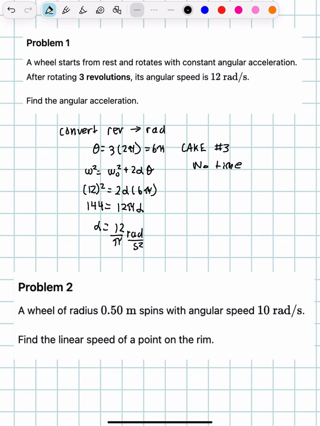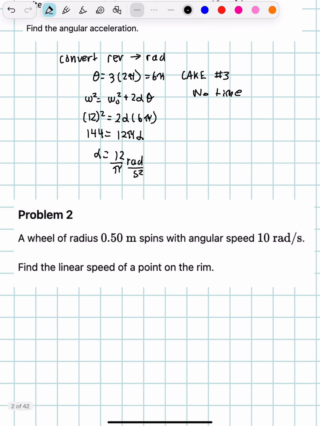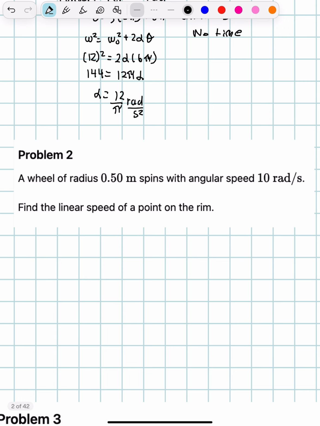So then we have 12 squared, which is the angular speed, which is equal to 2 times the angular acceleration times 6 pi, which is the theta. Then we just simplify that down, and we have the angular acceleration is equal to 12 over pi radians per second squared, which makes sense.